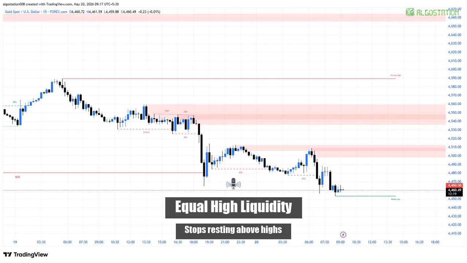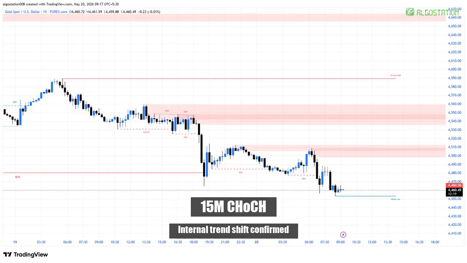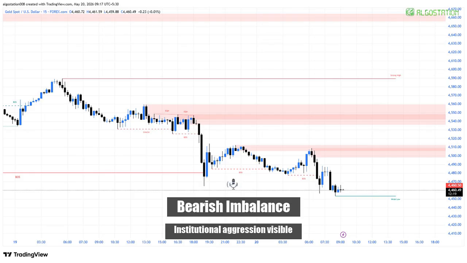These equal highs are not random. They represent resting liquidity. Retail traders place stop losses above them, and institutions use those stop orders as fuel for future reversals. This change of character confirmed the internal bearish shift. Once price failed to sustain higher lows, smart money transitioned from accumulation into aggressive distribution. This displacement candle matters because it created imbalance. Imbalances often attract retracements later, but they also confirm strong institutional participation.